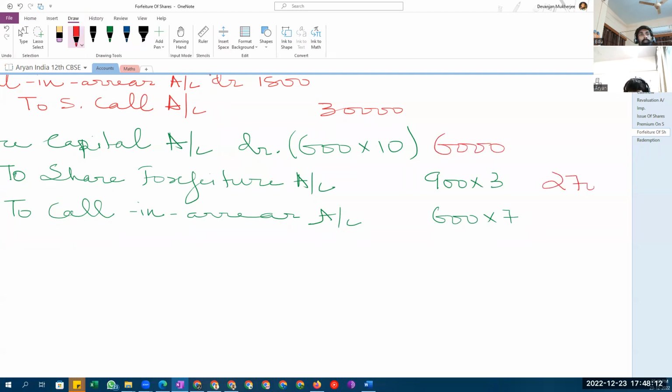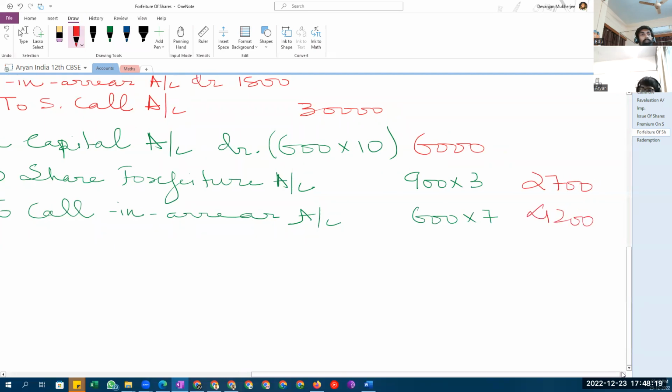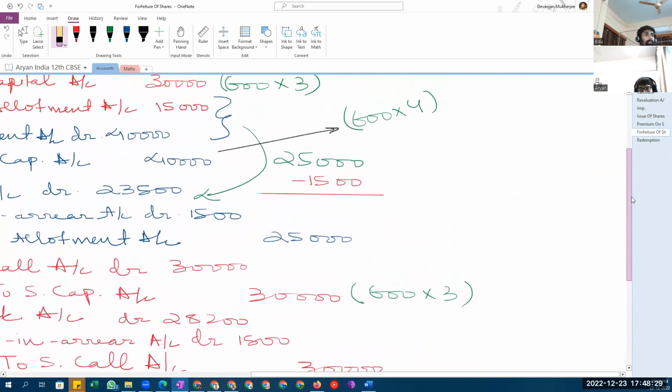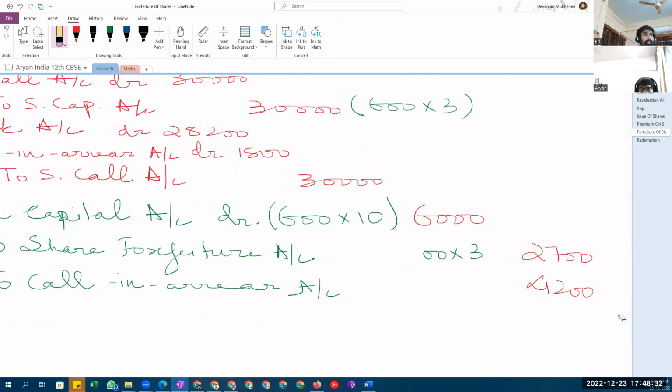This becomes 2,700. This becomes, no, it doesn't equate. Getting 900. 6,900. Maybe the 900 that we got. One second, that's what I was telling you. ये 600 into 7 नहीं होगा. This will be one second. No. ये ऐसे नहीं होगा. ये ऐसे होगा. This will be like this. One second.